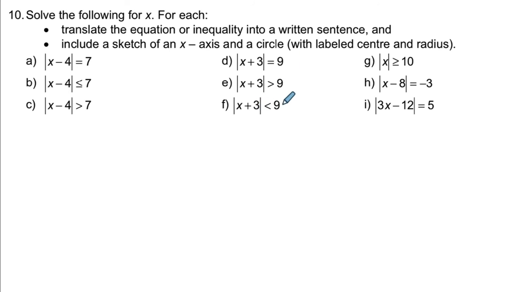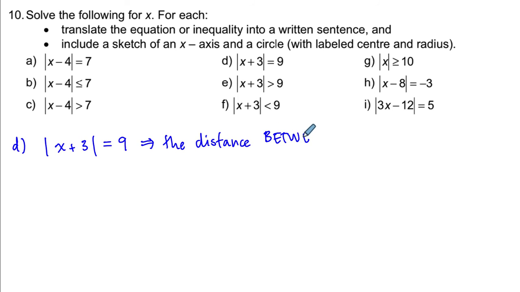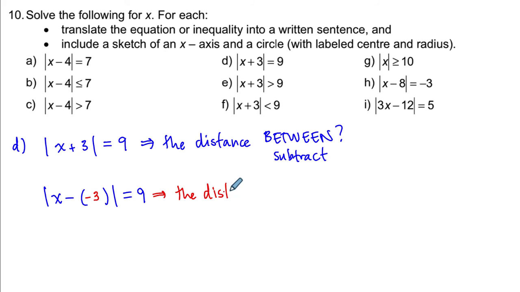We'll take a look at the next three as a set again because they involve the same numbers of 3 and 9. When we take a look at part D, the absolute value of x plus 3 equal to 9 could be translated into words, which helps us to draw our geometric picture. And it says the distance, because of absolute value, between, because of the subtraction sign. But here we don't actually have a subtraction sign. And so we need to make sure that when we interpret this verbally, the absolute value inequality or equation has a subtraction. So we are going to subtract a -3, which turns into the x plus 3 that we had to start with. And now we can see the distance between the two values of x and -3.